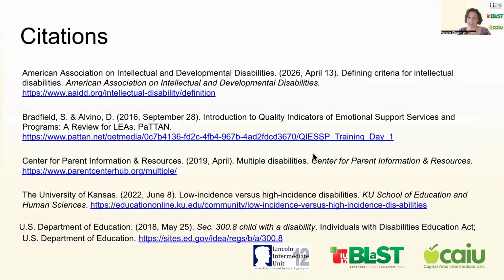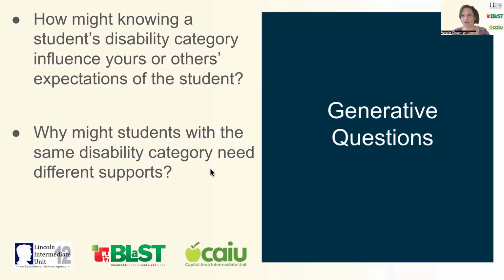These are the citations and some generative questions. So you may want to consider these or use these as talking points. How might knowing a student's disability category influence yours or others' expectations of the student? Why might students with the same disability category need different supports?